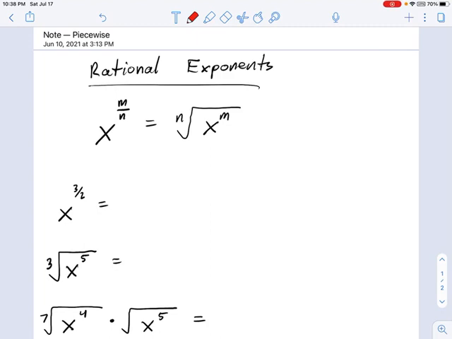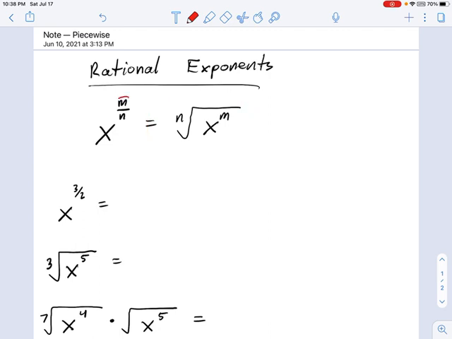Up until now, we've dealt with exponents that are integer values, 2, 4, 5, 3, 1, sometimes negative values, but we haven't really dealt with fraction exponents. So I want to go over this formula right here. It's a pretty simple formula. It's just how you convert fractions in an exponent into a radical symbol like we're used to seeing.